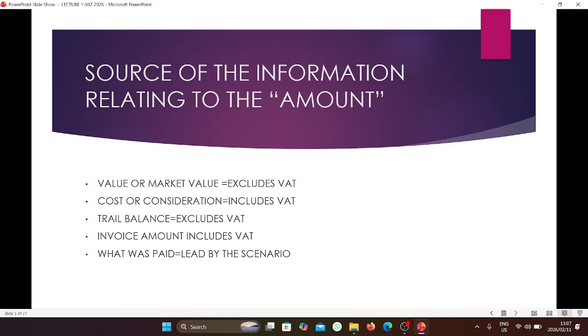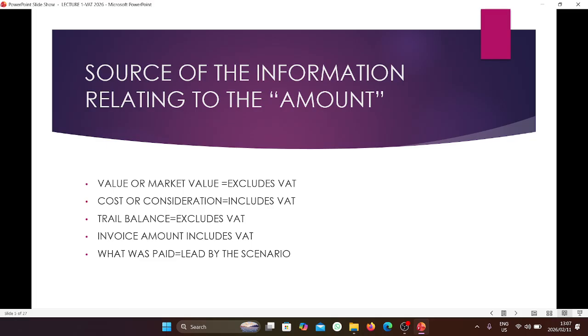Then you have your invoice amount. Your invoice amount is what you're invoiced at. So it's the full amount that you're paying. Hence, it will be inclusive of that. What was paid will be led by the scenario, because sometimes in the scenario they will be specific. This amount includes VAT or this amount excludes VAT. So when they give you the amount of what was paid, you will be guided by the scenario to know whether this amount is inclusive of VAT or exclusive of VAT.